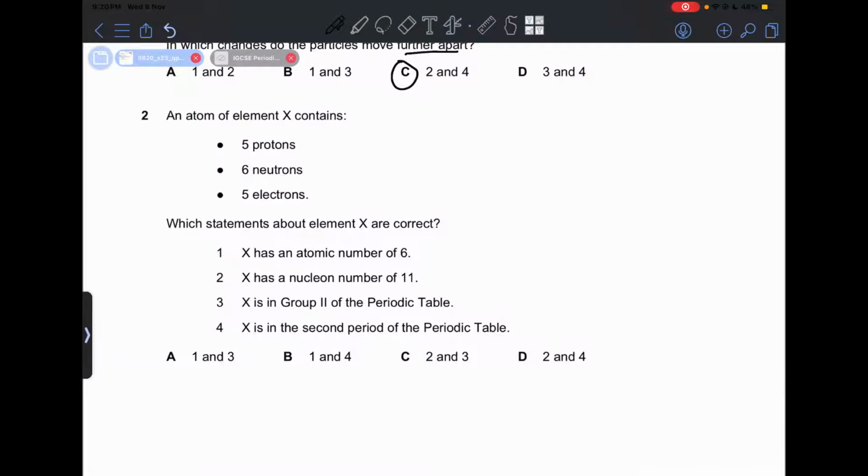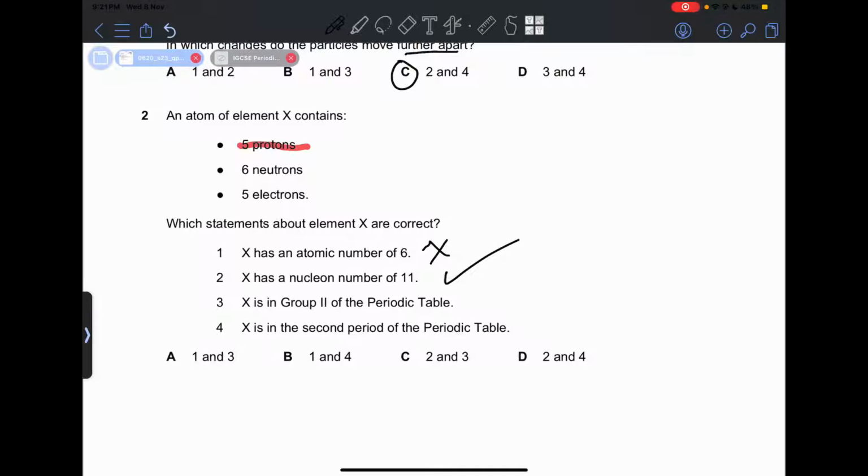Number 2, an atom of element X contains 5 protons, 6 neutrons, and 5 electrons. Which statements about element X are correct? Number 1 says X has an atomic number of 6. Atomic number means the number of protons, but over here it states that it actually has 5 protons. So this is not a correct statement. Number 2 says X has a nucleon number of 11. Nucleon number means the number of neutrons and protons. If you calculate 6 plus 5, this will give you 11. So this is actually a correct statement.